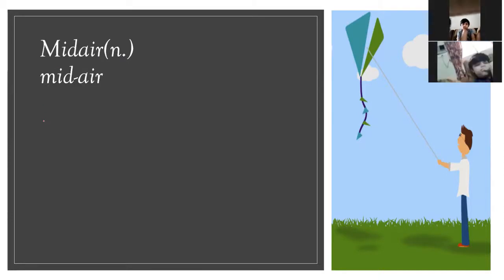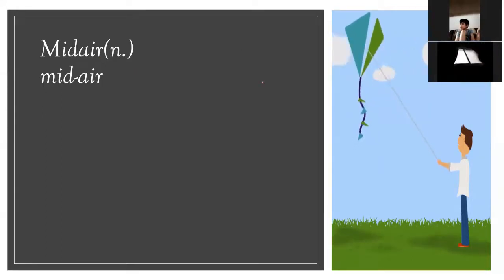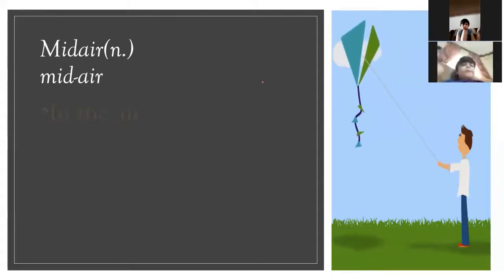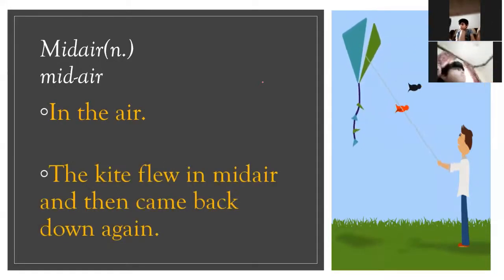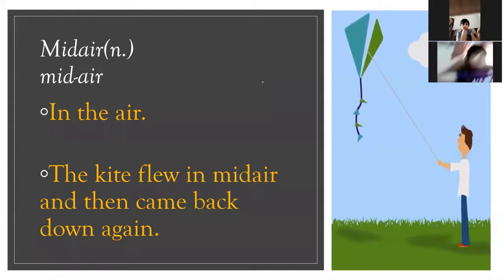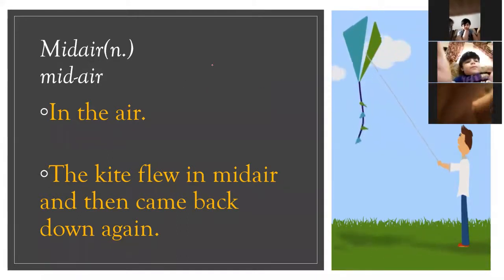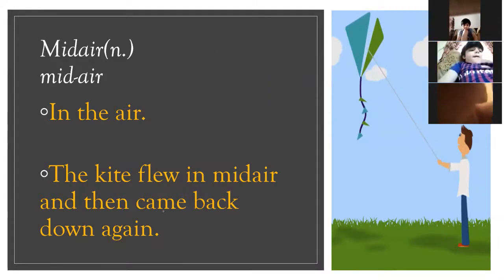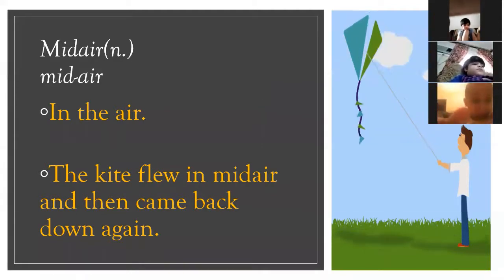Look here. Look at this kite. Do you see this kite? Yeah. It is in the middle of the air, or it is in mid-air. The kite flew in mid-air and then came back down again. So the kite flew in where? Mid-air. Excellent, boys.